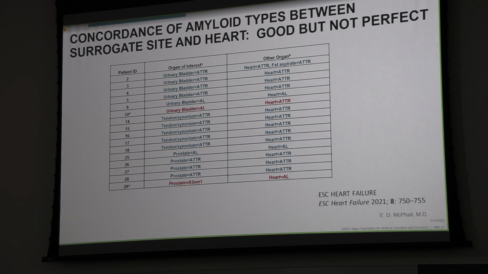The other case, case 10, was potentially a problem because he had AL in his bladder and TTR in his heart. So AL, in addition to being a systemic disease, can be a localized disease. And localized disease, AL in the bladder, is a relatively common clinical pathologic entity. So again, this is an example where using the surrogate site didn't work, and the clinical picture didn't fit, and the clinicians were astute and went to the heart and diagnosed a separate type there. So this is just to keep in mind that this can happen. Usually it doesn't, but it can.